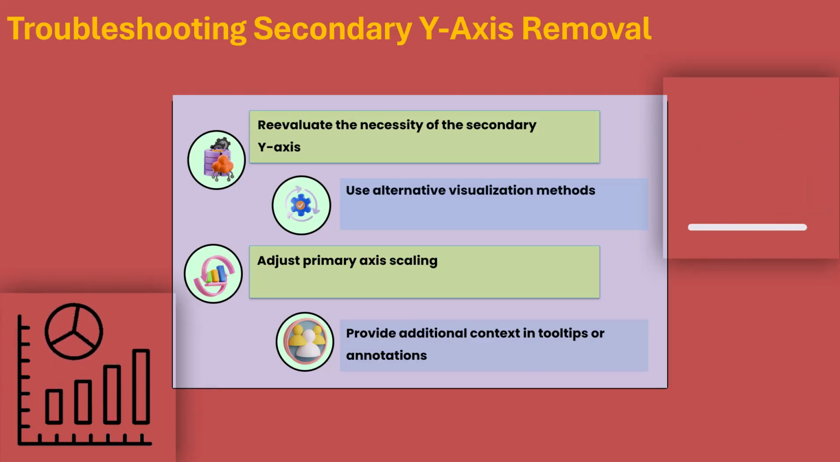If removing the secondary y-axis creates chaos, don't panic. First, ask yourself, was it needed in the first place? Maybe a different visualization will do the trick. Adjusting the primary axis scale helps balance things out. And if all else fails, tooltips and annotations can save the day. Sometimes the best solution isn't removal, it's refinement.